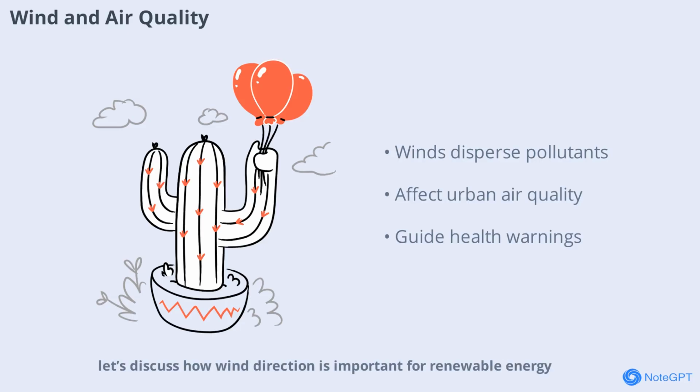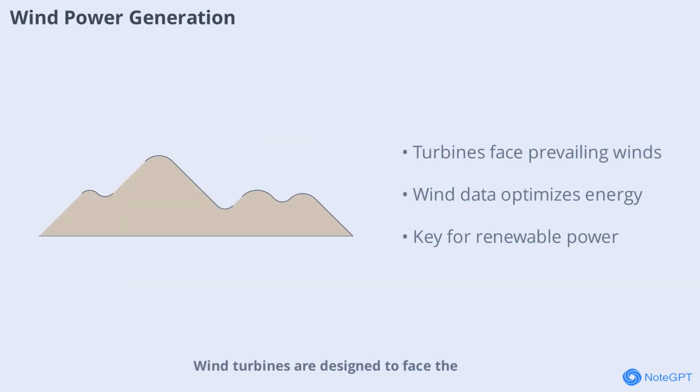Next, let's discuss how wind direction is important for renewable energy, especially wind power generation. Turbines are designed to face the prevailing wind direction to maximize energy production. Accurate data on wind direction and speed is essential for placing turbines and optimizing their performance. Shifts in wind direction can affect the efficiency of wind farms and the stability of the power grid. As renewable energy becomes more important, understanding wind direction is key to a sustainable future.